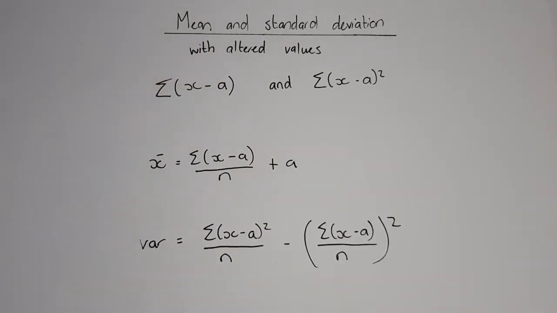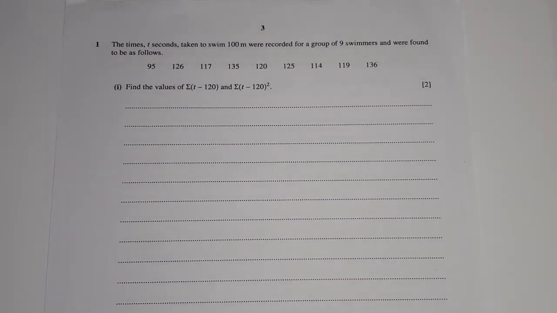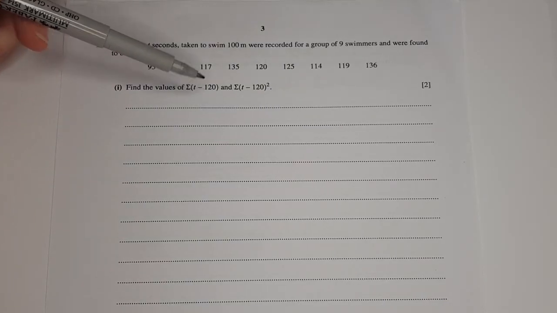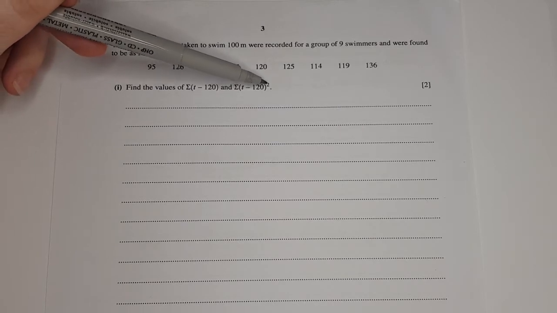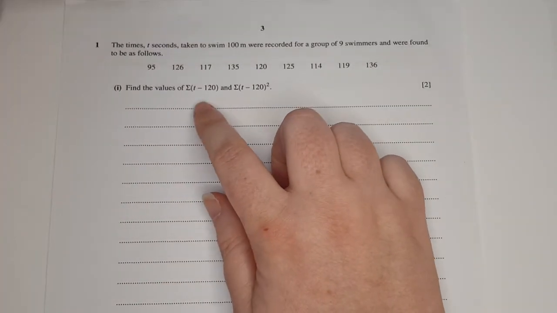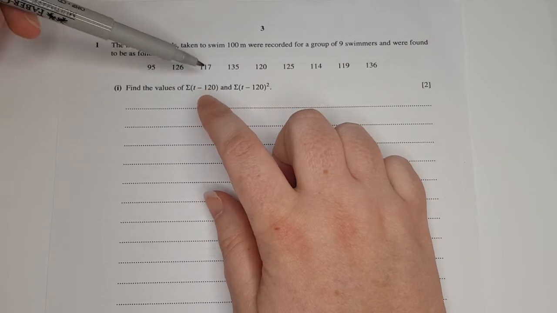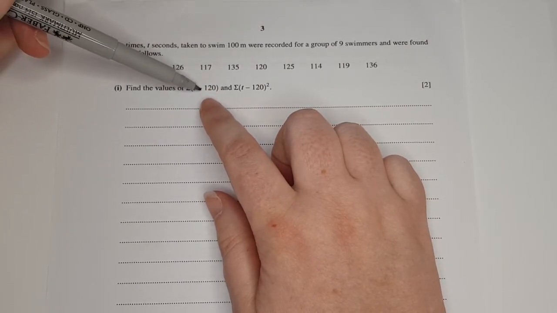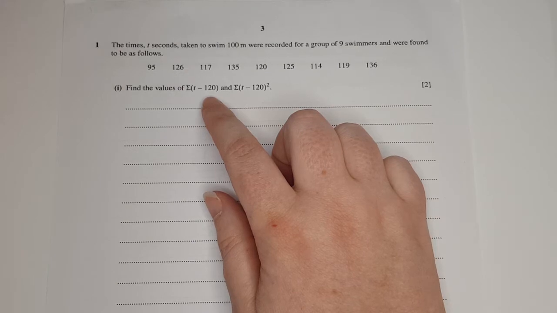So if I look at some examples of this, I have time in seconds of students that were swimming 100 meters, recorded for 9 different swimmers, and they were found as the following times. Now I need to find the values of the sum of t minus 120 and the sum of t minus 120 squared. So what this is saying is for each time in t seconds, I'm subtracting 120 away from that.